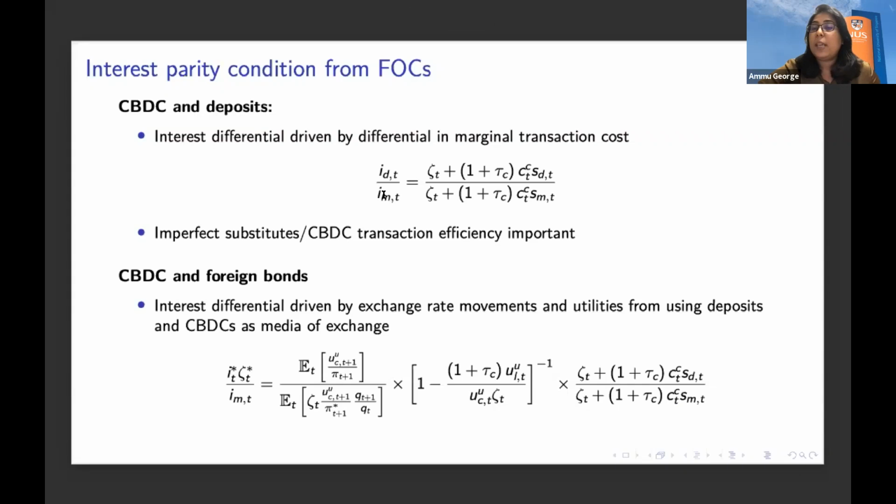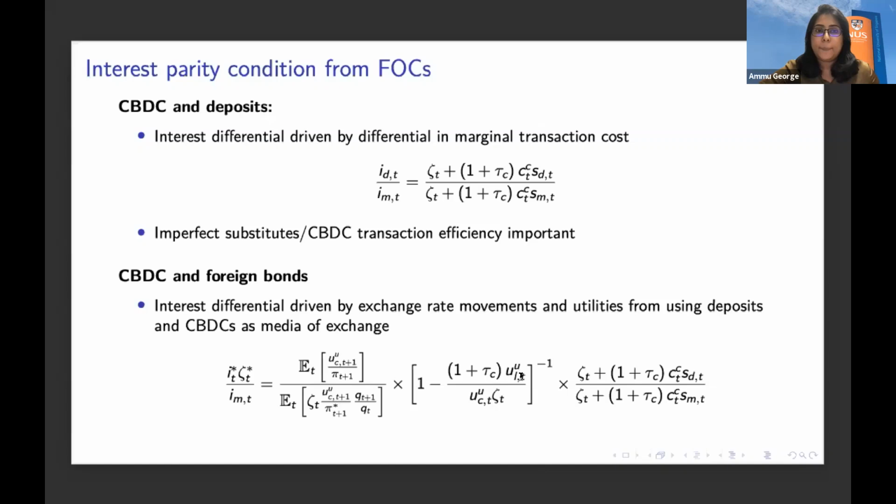Next, we have the interest parity condition between CBDC and foreign bonds. The interest rate differential is not only driven by the exchange rate dynamics, but also by how well deposits and CBDC act as a medium of exchange, and by the marginal utility to the unconstrained agent with respect to liquidity and consumption. So it's not exactly an uncovered interest parity condition between CBDC and foreign bonds. There are additional factors in play as well.